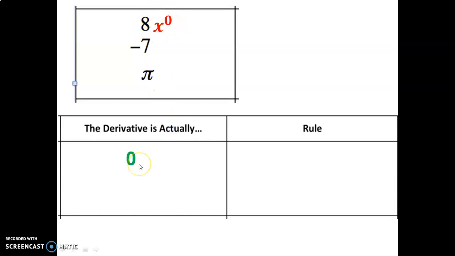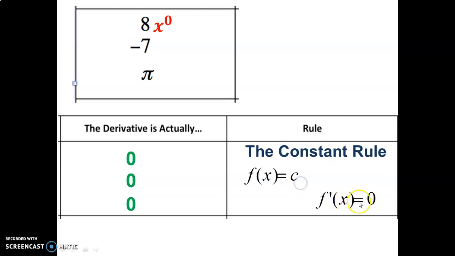Okay, so first one is 0, second one 0, third one 0. So if you have this 0 here, you drop it in front, you have 0 times 8, which is 0, and then you have x to the negative 1 because you reduce it by 1, but you still have 0 in front, so 0 times x to the negative 1 is just 0. So the rule here is whenever you have a constant value, it's called the constant rule, then the derivative is 0 every time. So if there's no variable there, the derivative is 0.